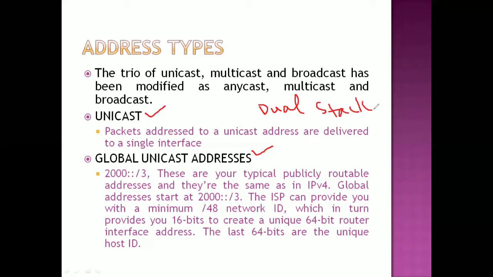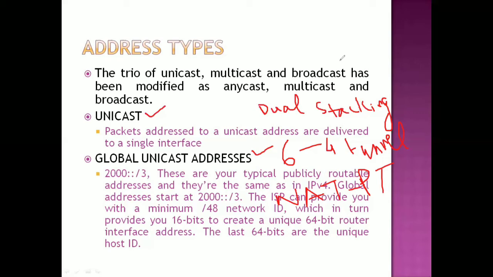Then we have the concept of 6 to 4 tunneling. In the 6 to 4 tunneling, we have a tunnel. At one end of the tunnel there is the IPv4 network, and at the other end of the tunnel there is also an IPv4 network, but between these two ends we have the IPv6 network working. So this is called the 6 to 4 tunnel. And finally, the third and last method for the coexistence of IPv4 and IPv6 protocol is NAT-PT. NAT-PT is basically the translation of an IPv4 address into an IPv6 address using some router.